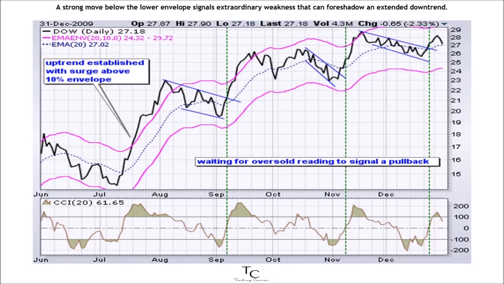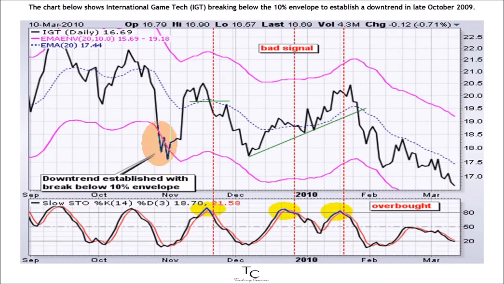A strong move below the lower envelope signals extraordinary weakness that can foreshadow an extended downtrend. The chart below shows International Game Tech, IGT, breaking below the 10% envelope to establish a downtrend in late October 2009. Because the stock was quite oversold after this sharp decline, it would have been prudent to wait for a bounce. We can then use basic price analysis or another momentum indicator to identify bounces.